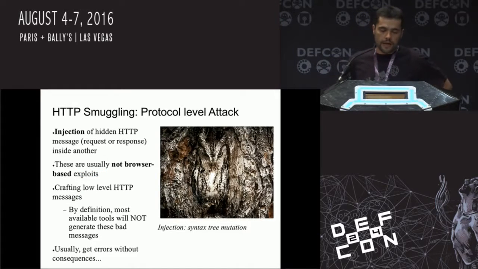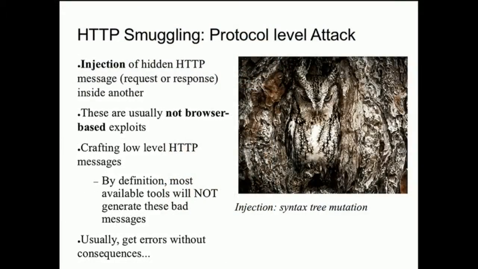So, what is HTTP smuggling? It's a protocol level attack. So it's injection, and everything always is injection. Here, we're going to inject HTTP in HTTP. So we're going to have more requests or more responses than we should. And to do this, we'll craft low-level HTTP messages. By definition, you cannot do this with a browser or an HTTP library because they do not make mistakes. So the goal is to make mistakes. When you make mistakes, usually you get errors, but not always.